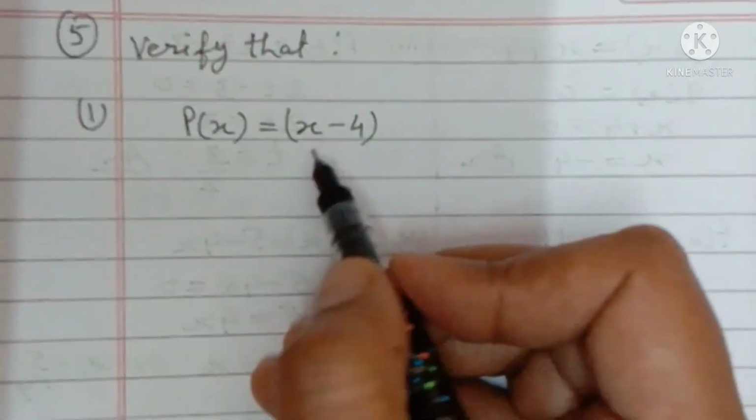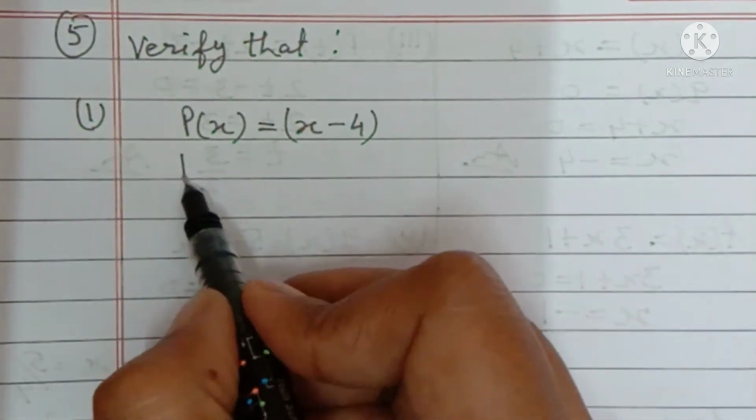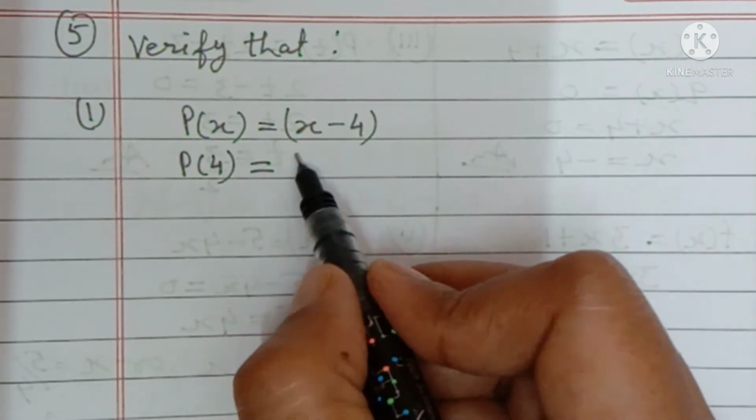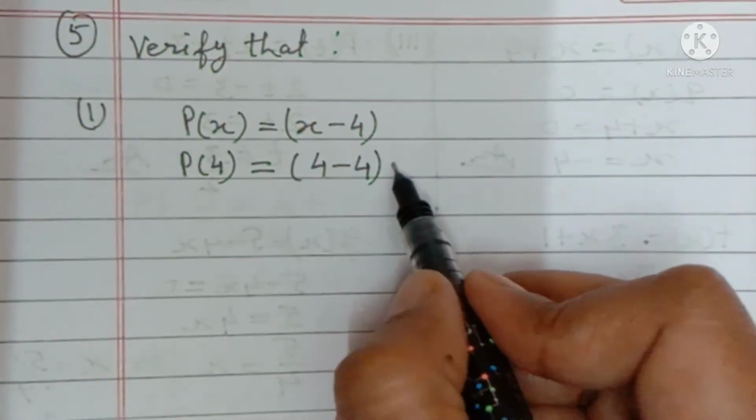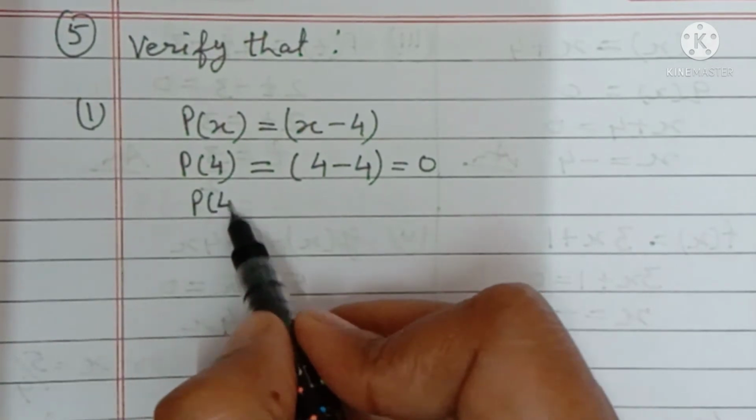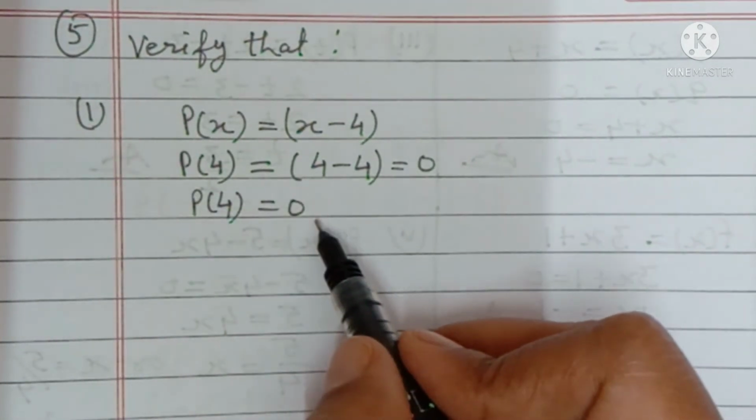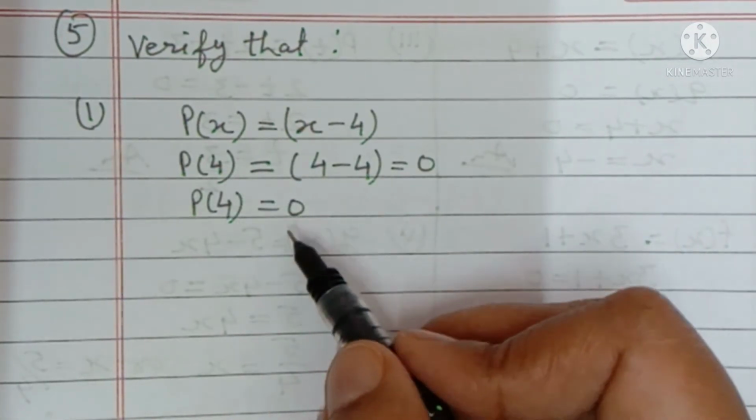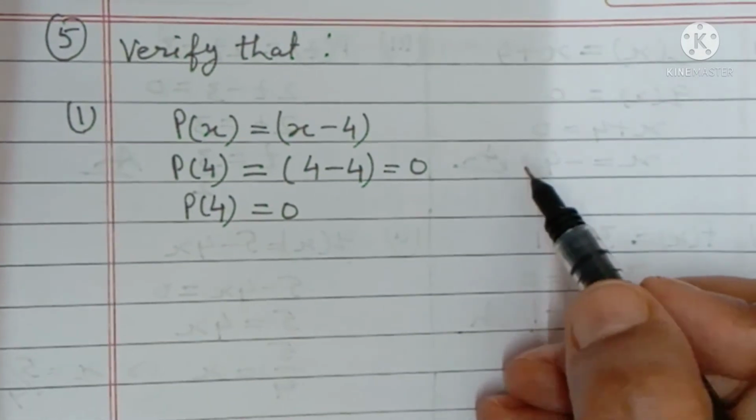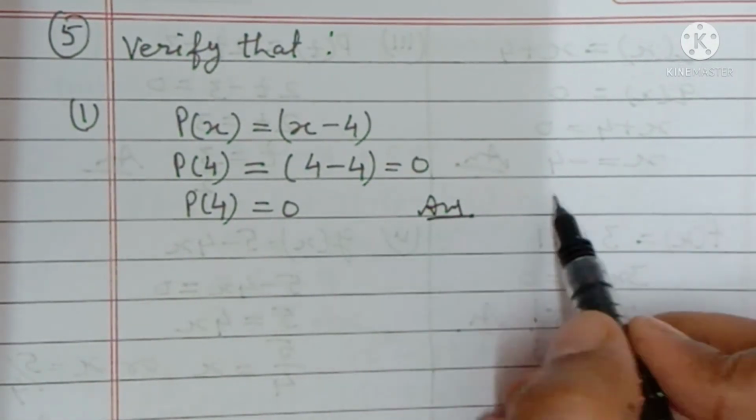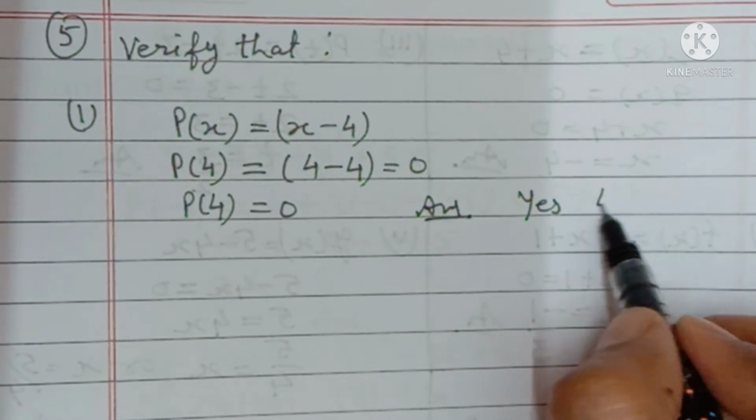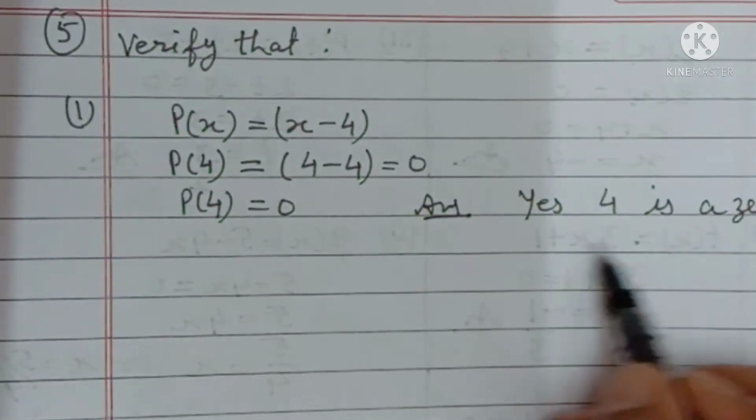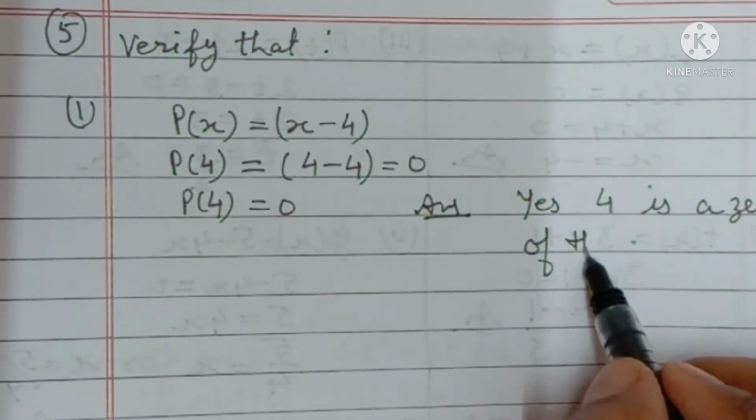So write down the polynomial at 4. P4 is equal to 4 minus 4. So this becomes 0. At P4 this polynomial becomes 0. So this is the 0 of the polynomial. So you can write the answer. Yes, 4 is a 0 of the polynomial.